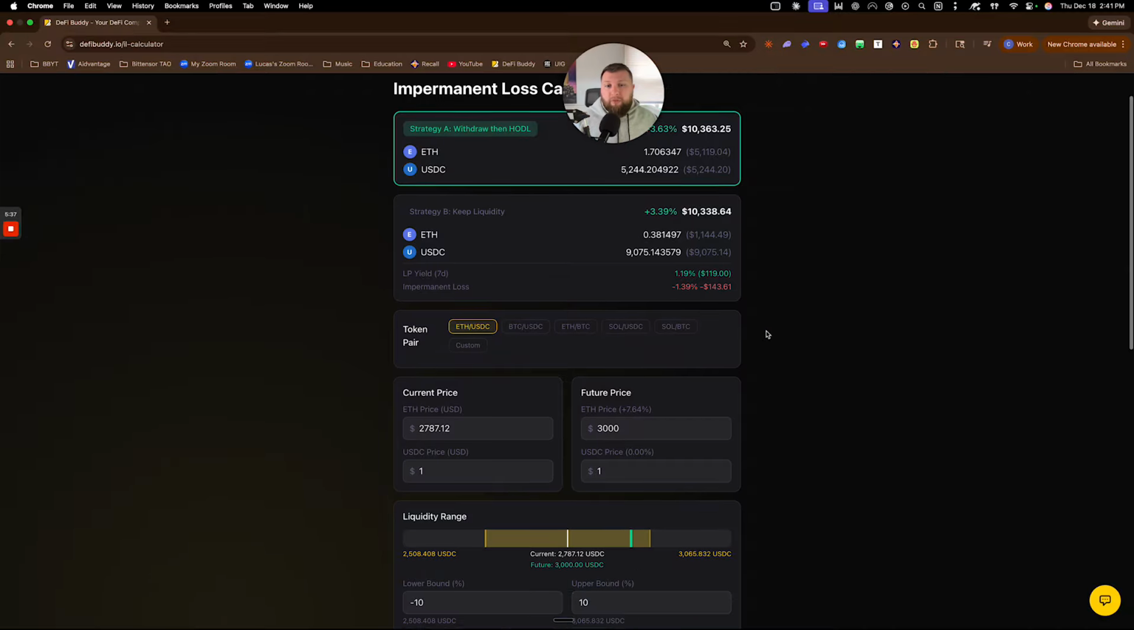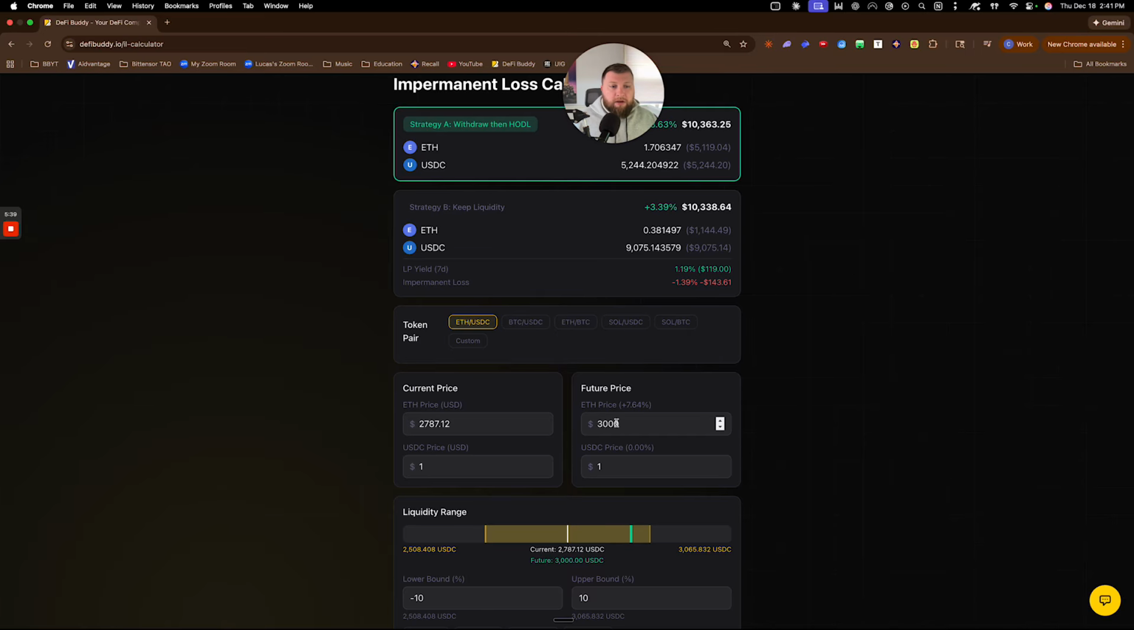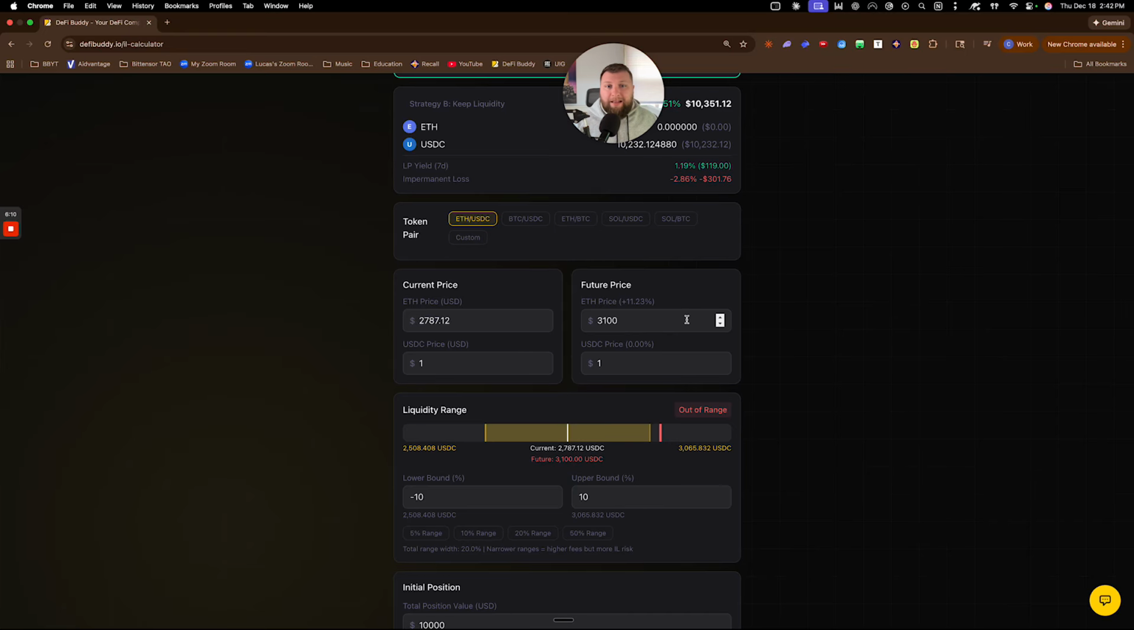So the reason why I like this simulator so much is, again, because I can simulate different scenarios to see, well, what would happen if the price did this? What would happen if the price did that? What would happen if I went out of range to the top side at 3,100? Well, I'm fully converted out of ETH and into USDC, and I would have 10,232 USDC at the top of my range, right? Meaning I'm fully converted out of ETH and into USDC, and I would have earned $119 of fees during that time to bring me to a total of 10,351. So again, I love this for various scenarios.